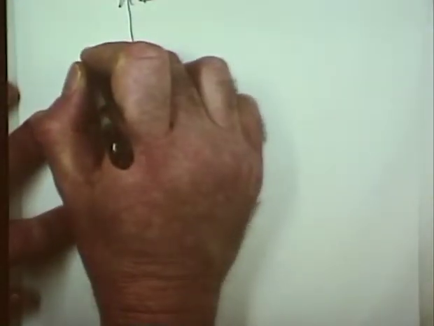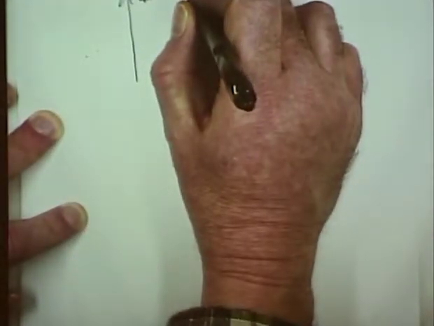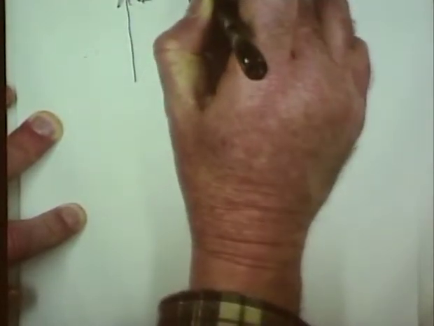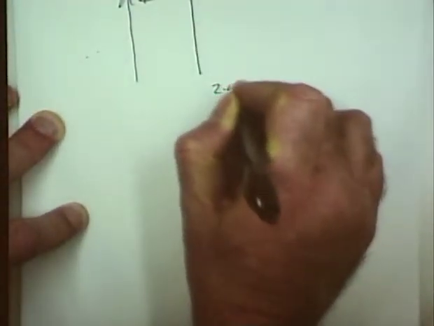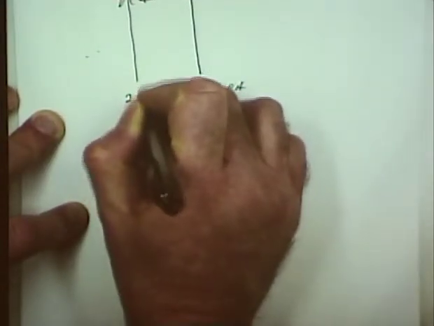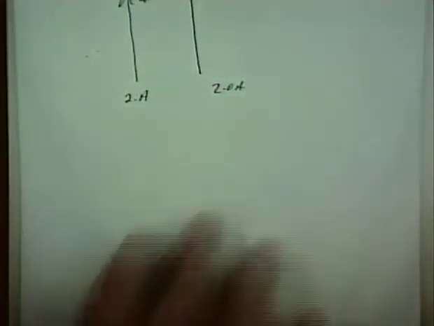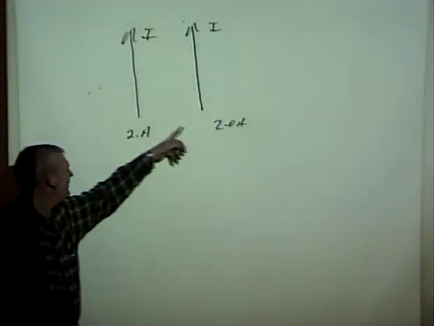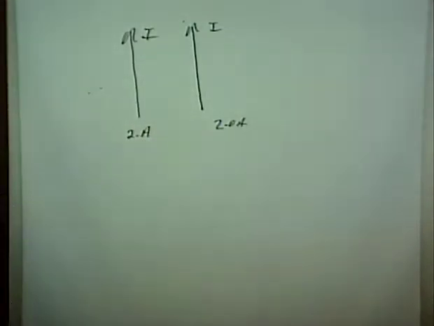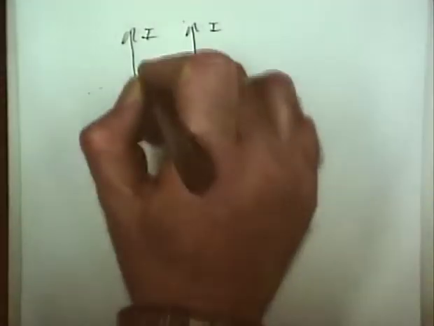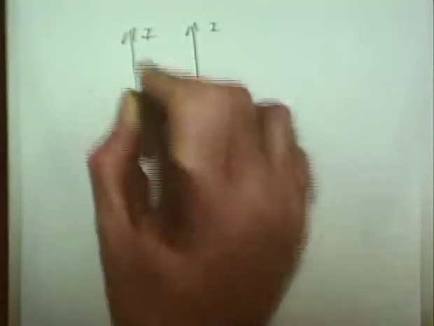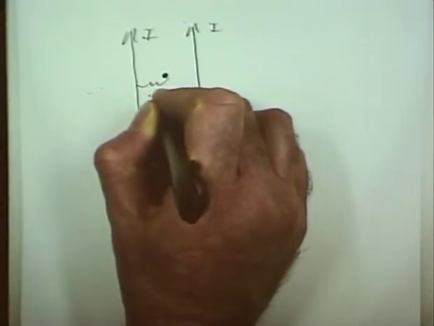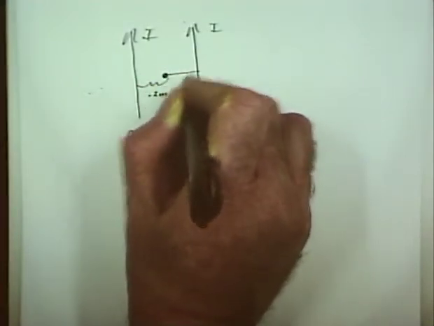Anyway, all right. Here we got a wire going like this, and we got a wire going like this. Let's say 2 amps is going through this wire, 2 amps through this guy. All right. Now, let's say this is 0.2 meters away, and this is 0.2 meters away.